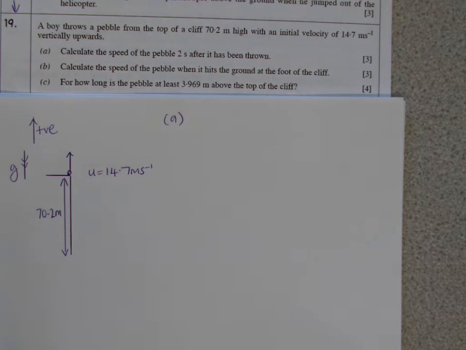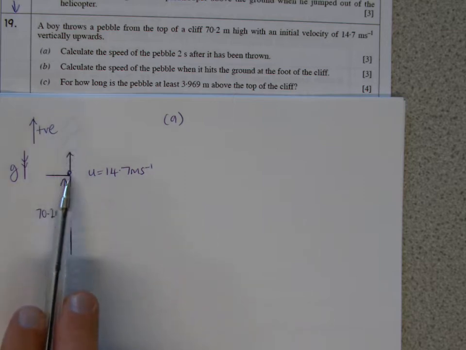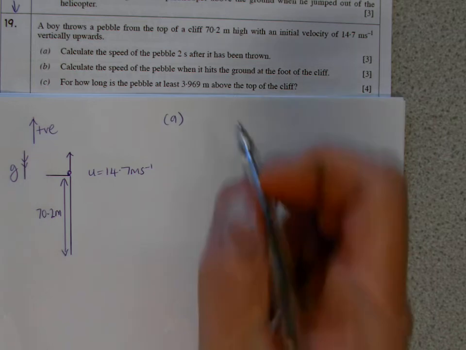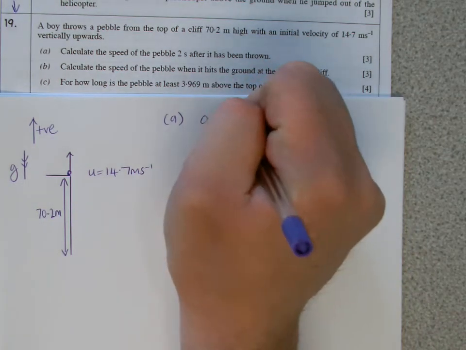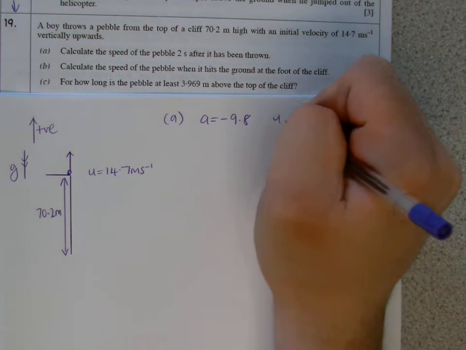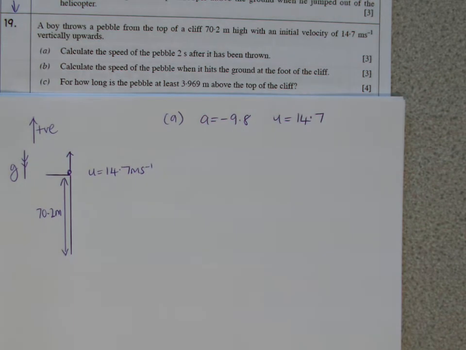Okay, so in this question, a boy throws a pebble from the top of a cliff, 70.2 meters high. So he's at the top of the cliff there, that's the height of the cliff, with an initial velocity of 14.7 meters per second, vertically upwards. Taking upwards as positive, gravity acts downwards, so your acceleration opposes the positive direction. It's going to be minus 9.8. And don't forget our initial speed is 14.7 meters per second.